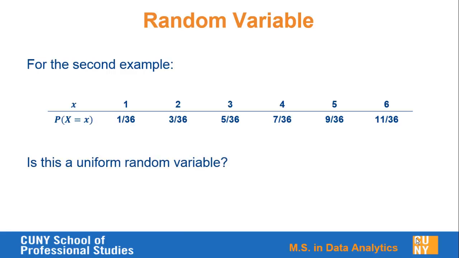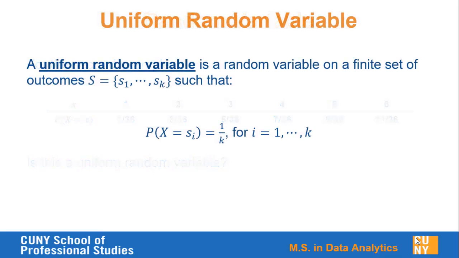So we might ask whether this is a uniform random variable. In order to answer that question, we have to define a uniform random variable. A uniform random variable is a random variable on a finite set of outcomes S, such that the probability that X equals S_i is equal to 1 over k. And so in this case, we have k possible outcomes, each equally likely and assigned a probability of 1 over k. If you think about our example with the dice, we had 36 possible outcomes, each equally likely, assigned a probability of 1 over 36. So yes, that was a uniform random variable.